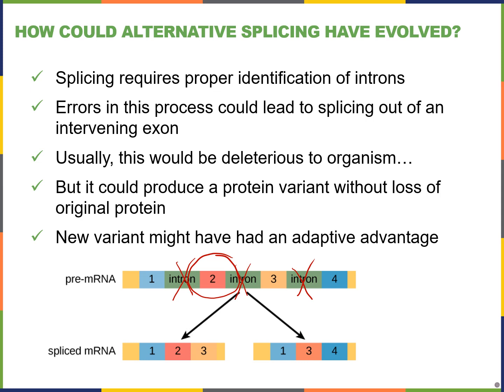But in some cases, it could have created a variant of the protein that allowed a new function or a modified function that was still adequate or even better or beneficial to survival. So if there was some kind of adaptive advantage to the organism to have this variation in these exons, then that would have been kept by the cell. And that could lead to an evolution to what we see today for alternative splicing.